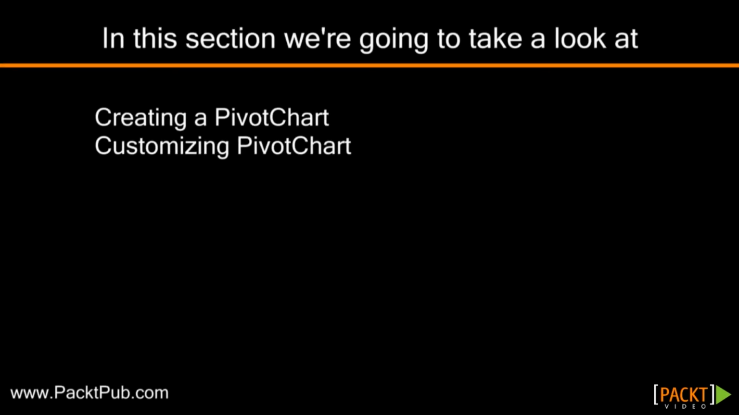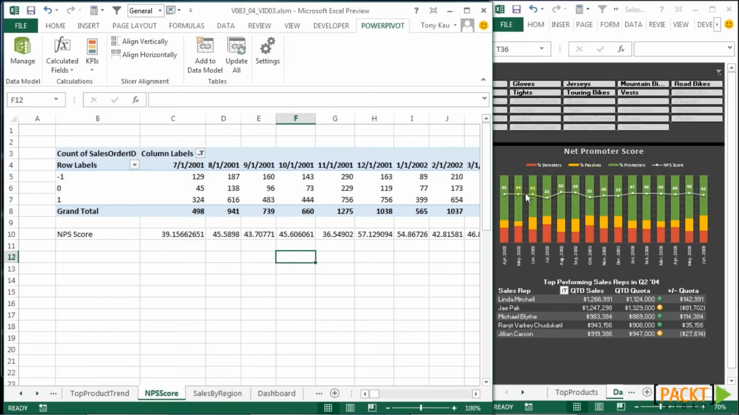In our last two videos, we created and customized a pivot chart. In this video, we're going to create a combo chart. A combo chart is a chart that uses multiple chart types for different series within the same chart. For example, our Net Promoter Score chart combines a line graph with a 100% stacked column chart to give us a calculated score as well as the percentages behind it.